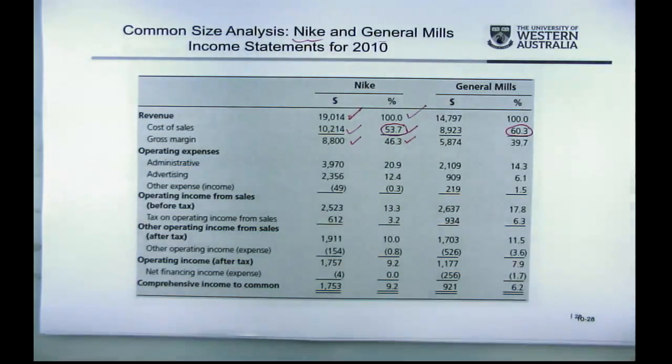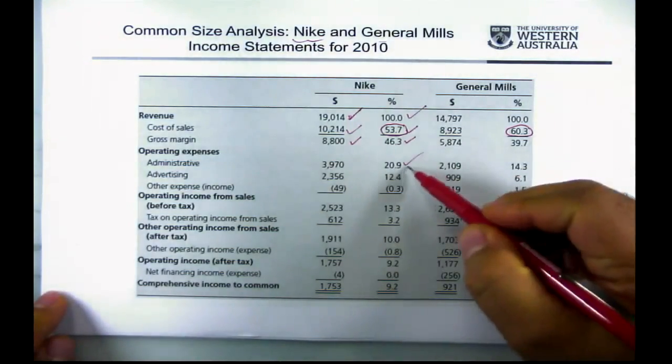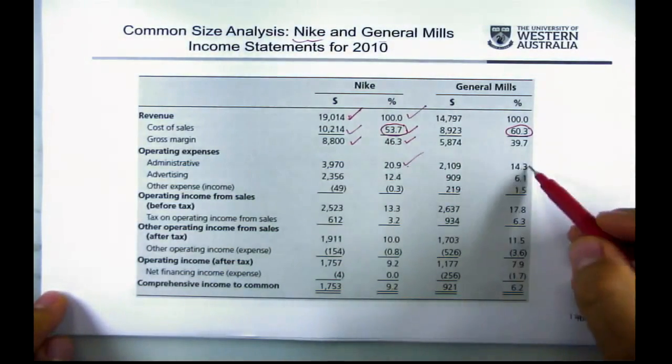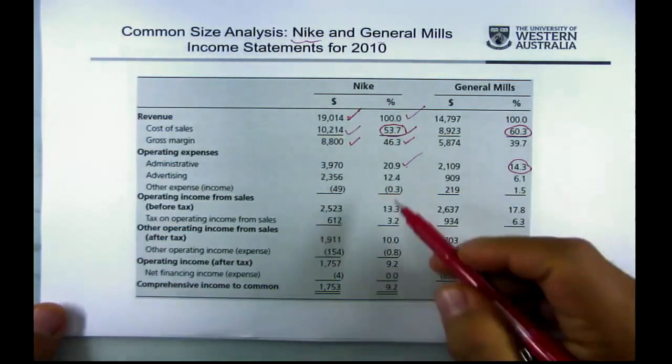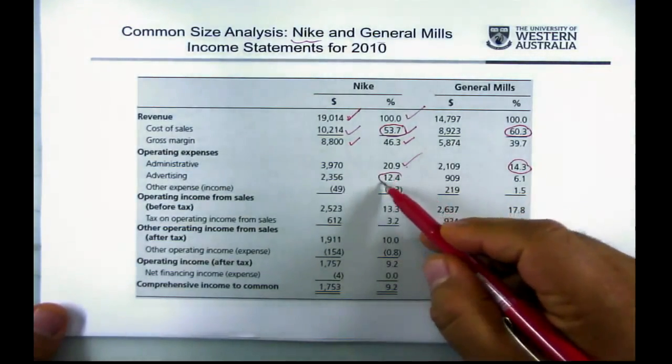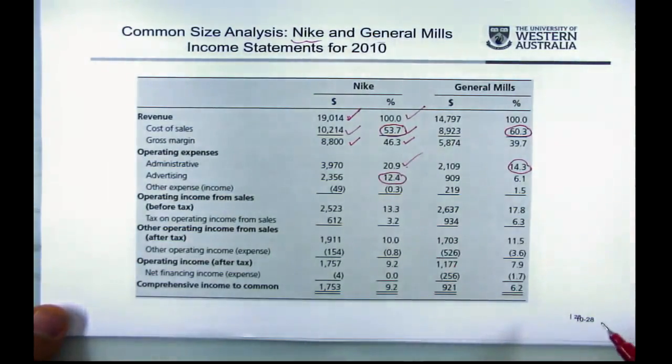In terms of admin expenses, this one is higher than this, so this one is better. In terms of advertising, apparently, Nike spends more on advertising expenses relative to General Mills.